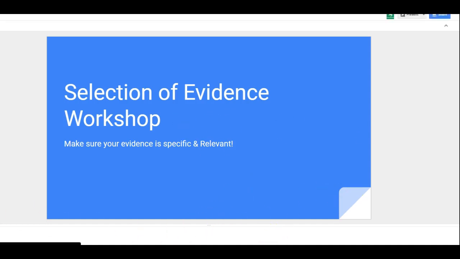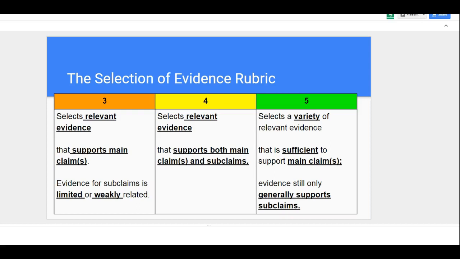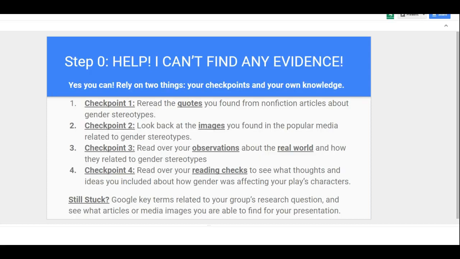Okay, so where you need evidence, you're going to go out to find that relevant evidence, putting it into Google, and it says, help, I can't find any evidence. Well, here's two things that you could do. You can look for quotes, you can look for images, you can do some observations, or some checklists, or still stuck, Google key terms related to your research.